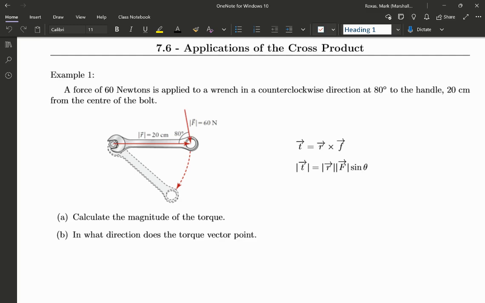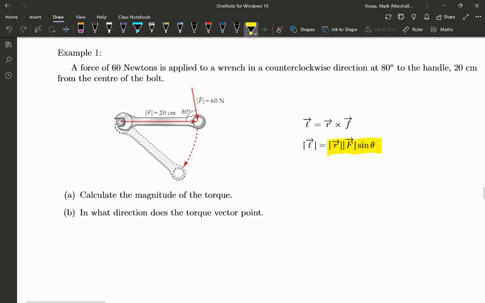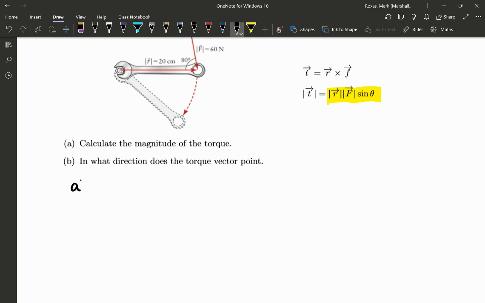So something like the cross product would be more appropriate to use for torque than something like the dot product, right? Dot product only produces a scalar. The magnitude of the torque can be calculated using our cross product formula, which is the magnitude of r times the magnitude of f times the sine of the angle between the two vectors.